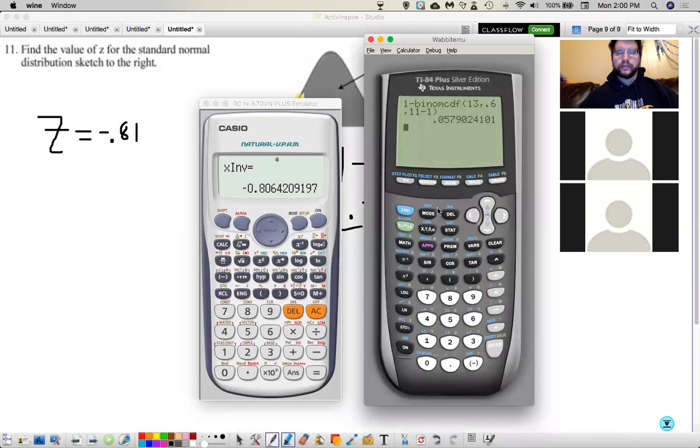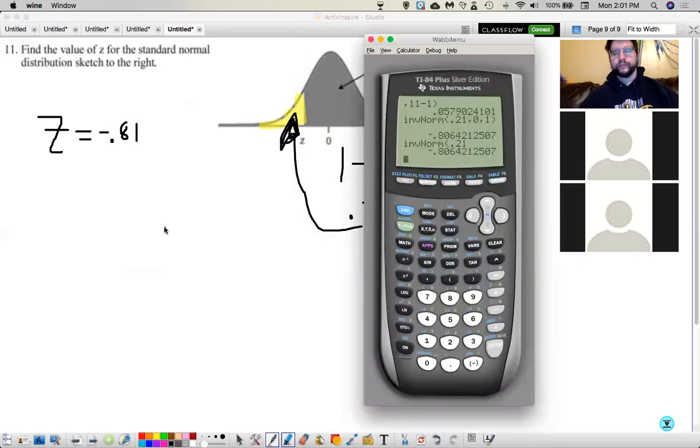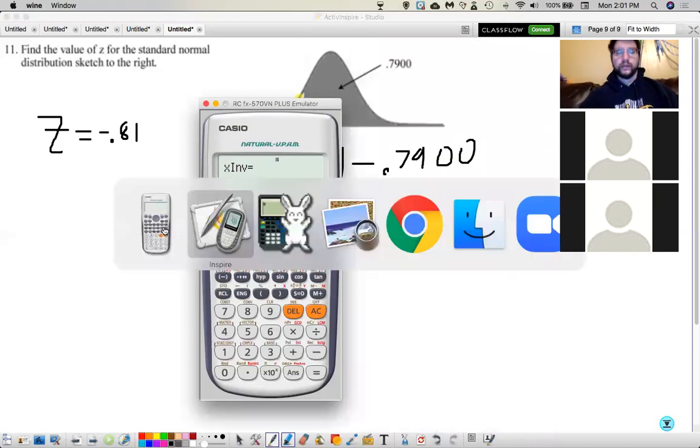On the TI, again, distributions are second bars here. Inverse norm is number 3, 0.21, leave those alone. And if you wanted to, you could actually just put inverse normal 0.21 and it will assume it's standard normal. So again, negative 0.81. That's how we do that.